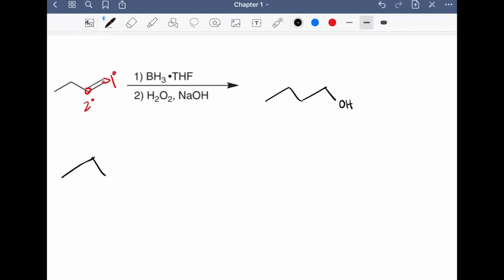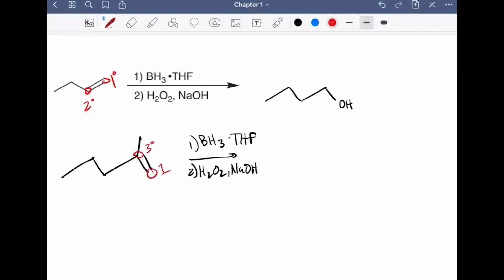Let's do one more example on this. Let's say we had, let's put the double bond right there. BH3, THF, H2O2, NaOH. Where would you put that OH group? Well, we have a tertiary and we have a primary. So that would want to go over here.